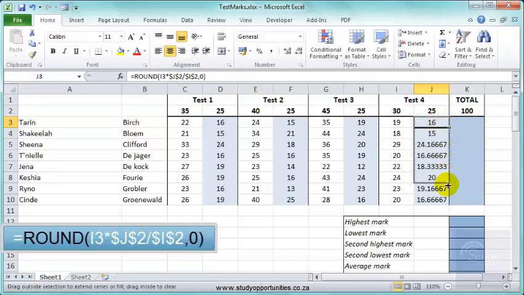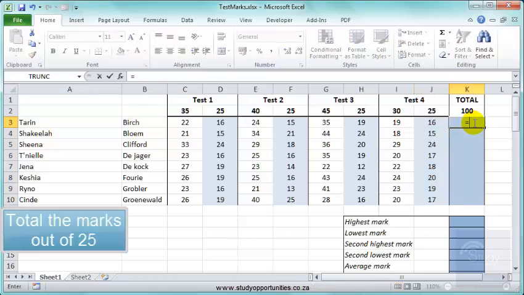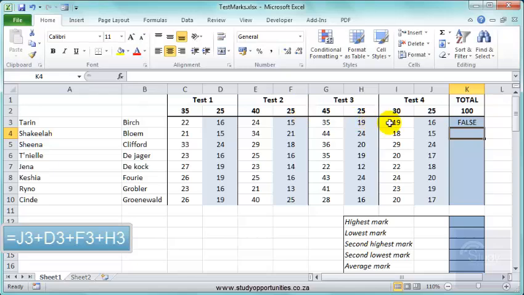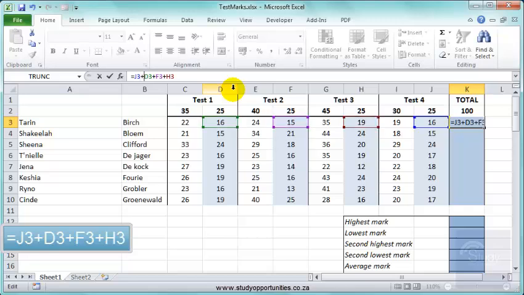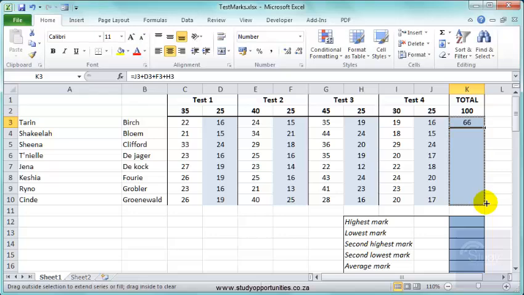Now, I'm going to total these. I want to total the marks out of 25. So I'm going to say equals that plus that plus that plus that. This value here, press, that comes out, press enter. Why has it got that? Oh, because that is wrong. It must be a plus sign, not an equal sign. So it is that, entered, added, correct, pull down, correct.